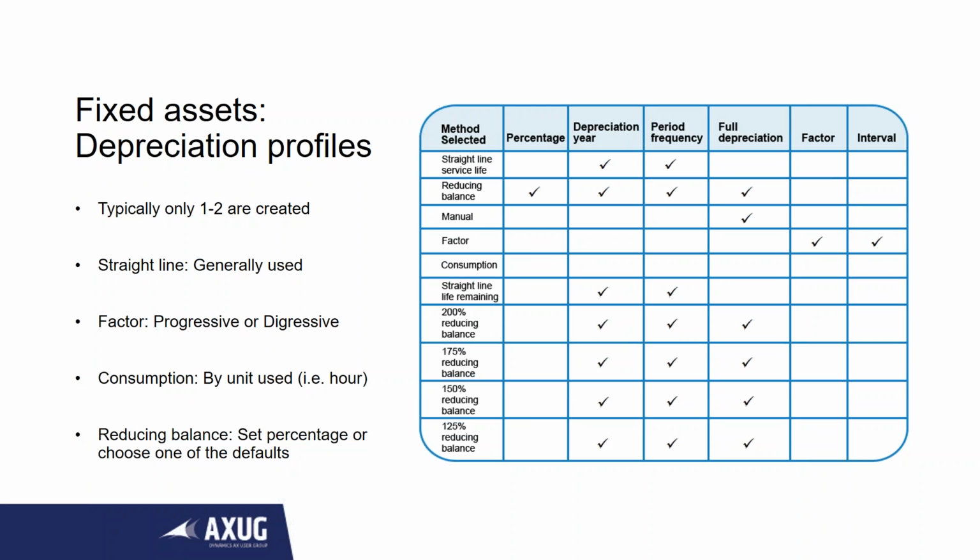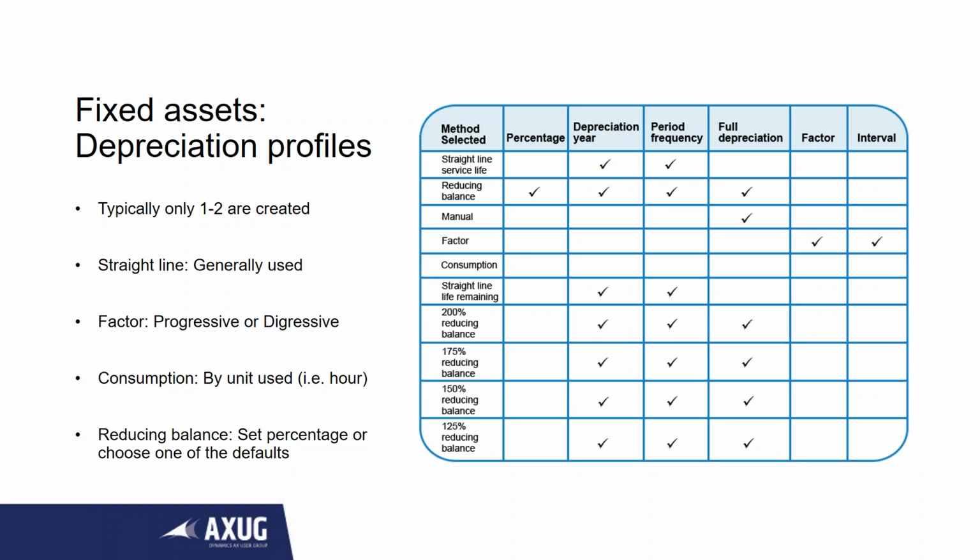So the first thing I want to discuss is the depreciation profiles within the fixed asset module. As you can see in this graph to the right, these are the different methods available in AX. During an implementation of the fixed asset module, usually only 1 or 2 of these are created, but as you can see, you have a lot of different options. The straight line service life is usually the most common one we see used. This can be used for different periods too. The typical is done monthly, but you can also do it semi-annually or annually.